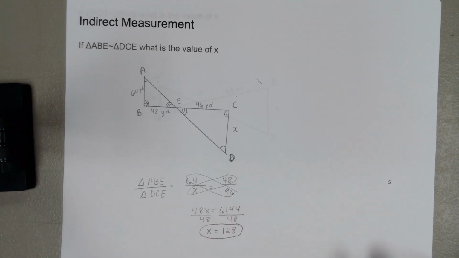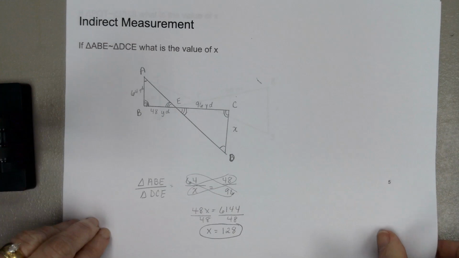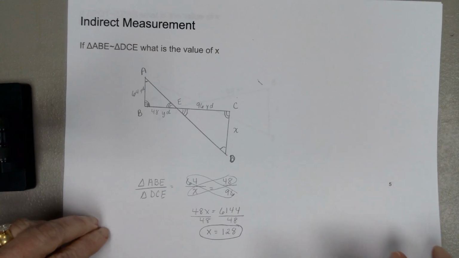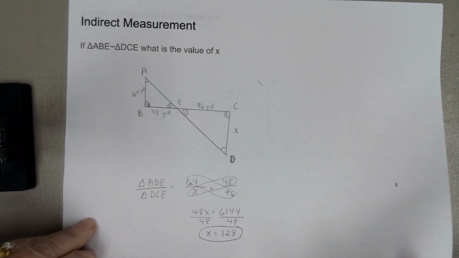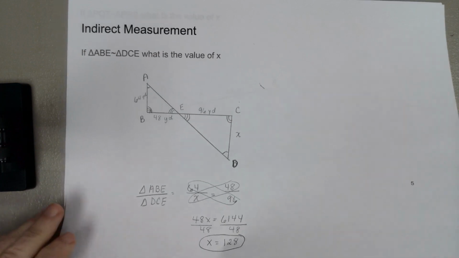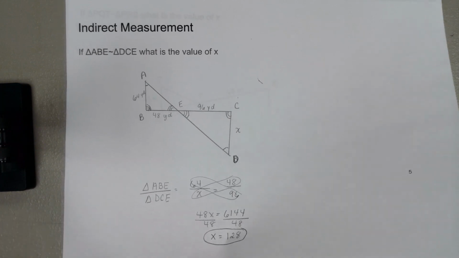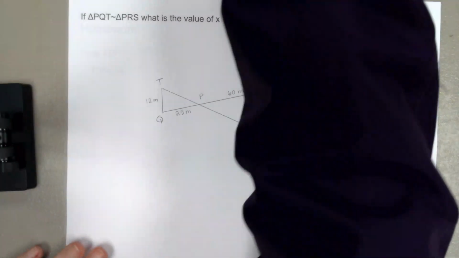Okay, so it's done just the same way, except the triangles look like they're opposite each other, which they are. But if you put your arc marks on there, there won't be any issues. Let's do one more of those.